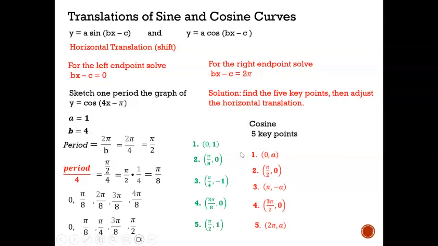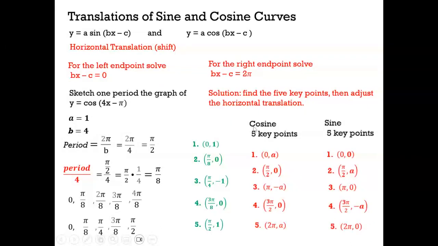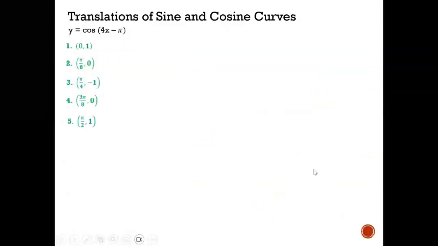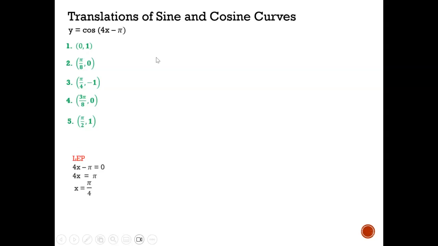But remember, my first one will be 0, 0, amplitude, pi over 2, 0, pi, negative a, and so forth. But here, guys, the 0, pi over 8, pi over 4, 3 pi over 8, and pi over 2 are the ones that replace the x values on the original one. That's why these are my points. So this is the cosine key points, and these are my sine key points. This is the pattern here. So now let's apply the translation. So these were my 5 key points without the translation.